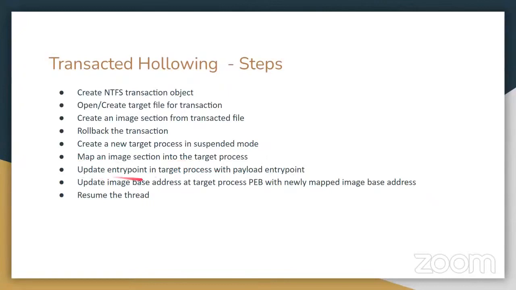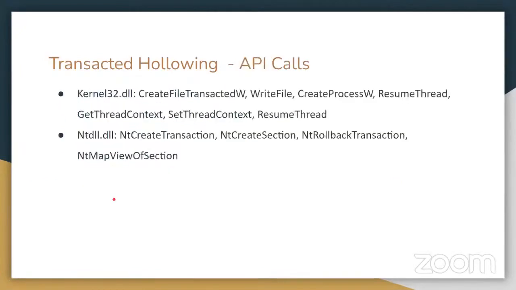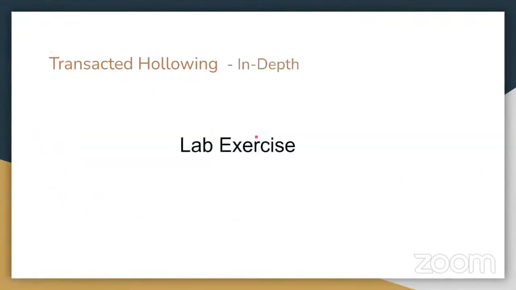we have to fix the context of the process. So we just need to replace the entry point as we did before. And after that we have to update the image base address at the PEB of the target process, and we will resume the thread. So these are all the API calls that I use in this technique. So let's move into the lab.